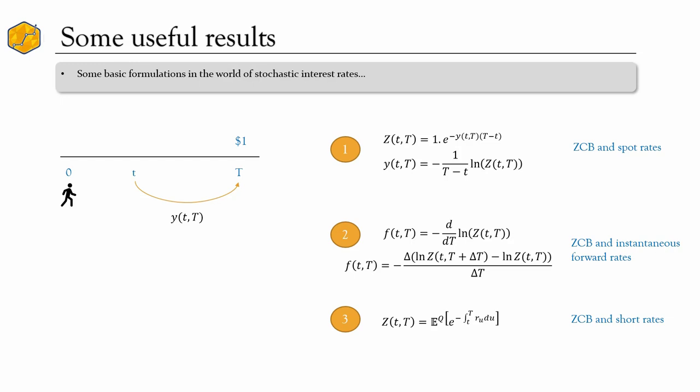In the first equation, we talked about the linkage between the zero coupon bond and the spot rates, which is very straightforward. In the second equation, we talked about the link between zero coupon bond price and the instantaneous forward rates. And now we are talking about the link between zero coupon bond price and the short rate. So this is given as the conditional expectation of an integral of the short rate under the risk neutral measure.